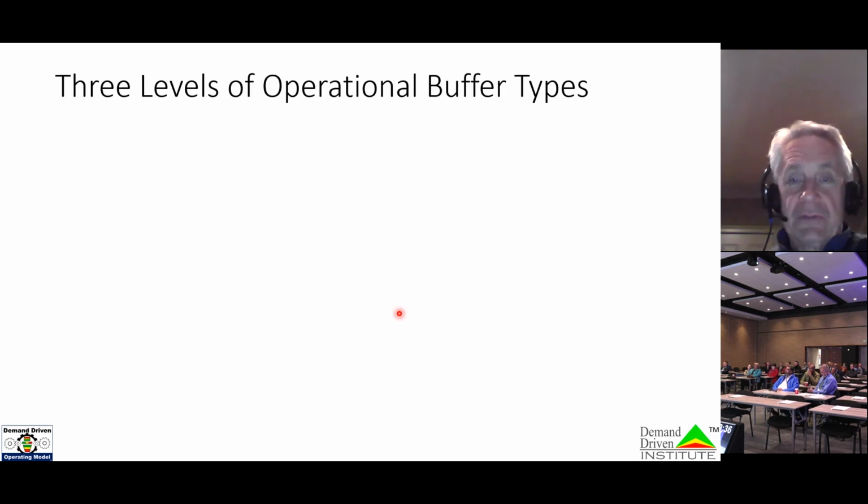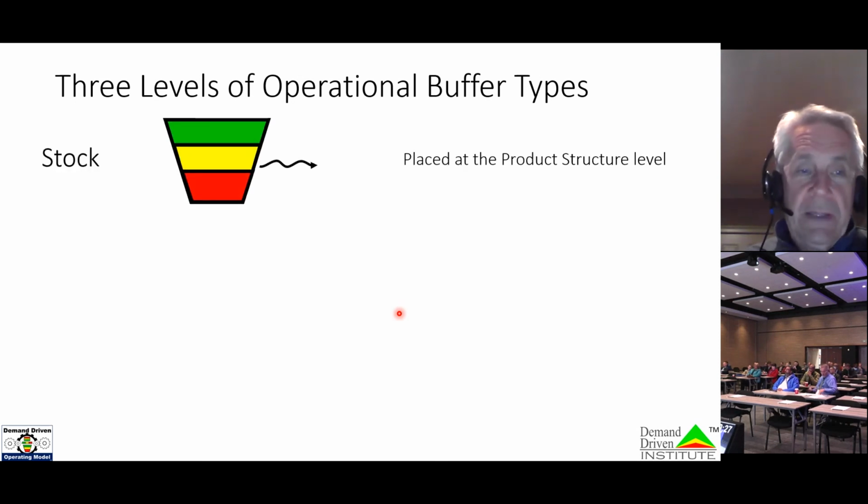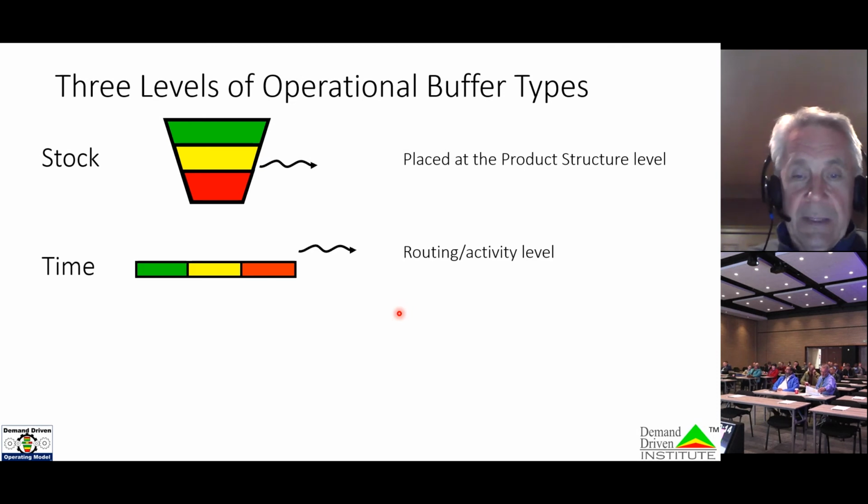Operational buffering. There are 3 types of buffers, and this is where we start to bring demand-driven capacity scheduling and DDMRP concepts together. DDMRP introduced the idea of the stock buffer. It's placed at the product structure level. It can be purchased items, intermediates, finished goods. It helps dampen variation, and it provides this concept of constant availability.